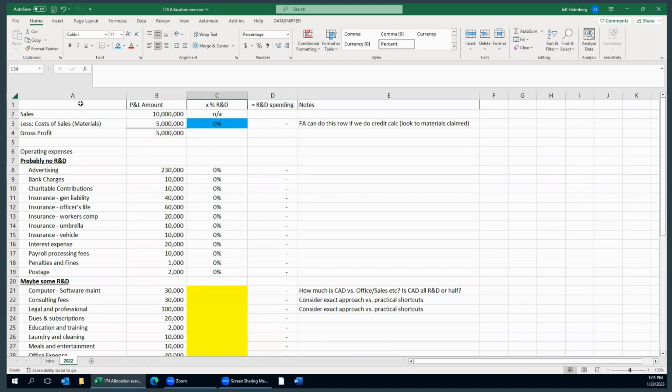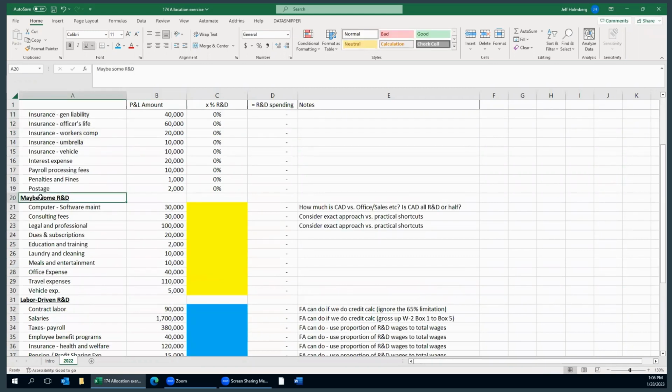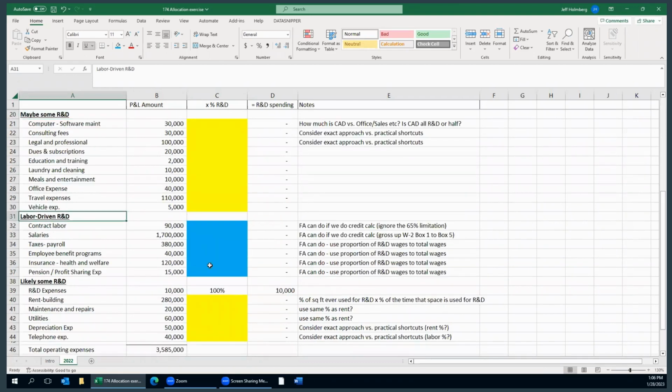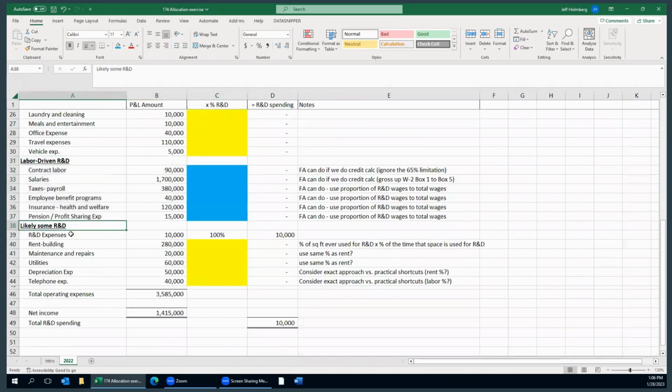So what I've done here is I started with a company's example P&L or profit and loss statement. And I'm just going down the line looking at the spending and asking myself, is it spending that probably has no R&D, or that maybe has some R&D, but I've got to look under the hood a little bit? Something we probably already know what the credit is or what the spending is because we do a credit. And here's some more under the hood looking where there's likely to be some R&D coming out of that.